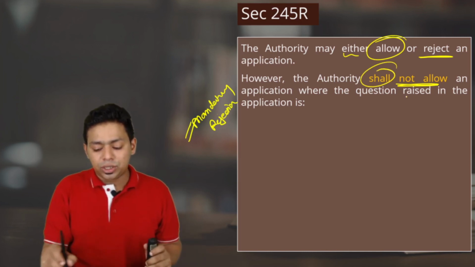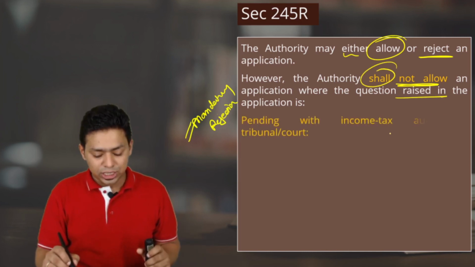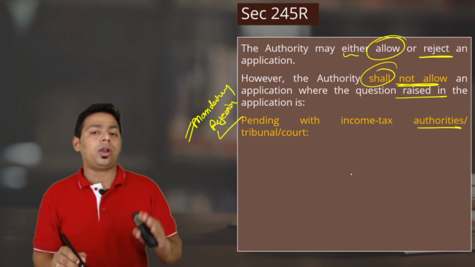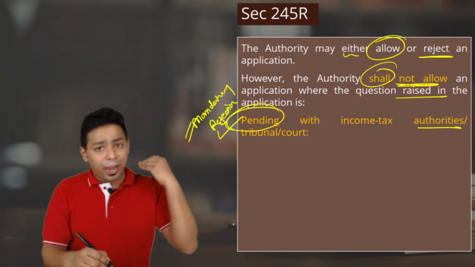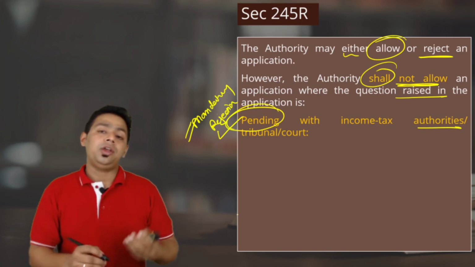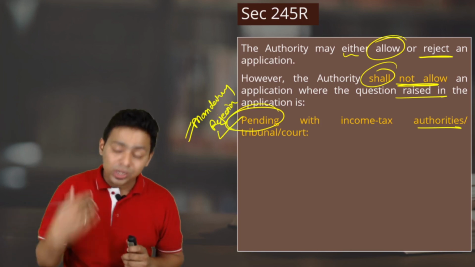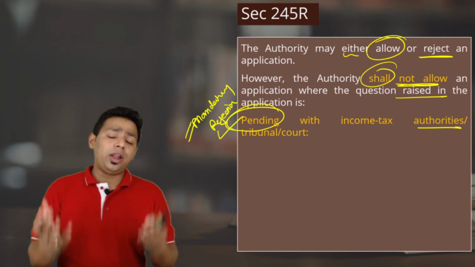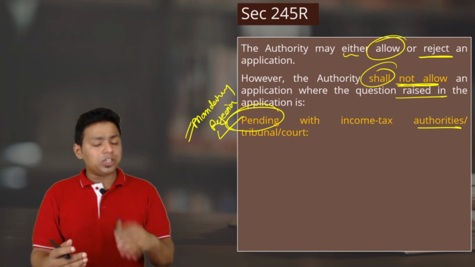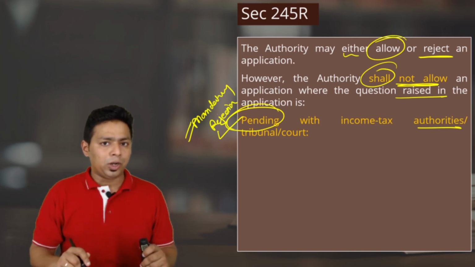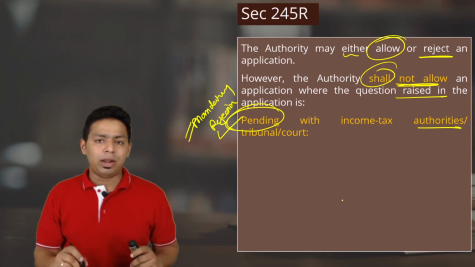First, the question raised in the application is pending with income tax authorities or tribunal or court. When the matter is already pending, when you have entered into a matter, when the transaction was already executed, the court has already taken up the case, then why do you want advance ruling? It is no more advance ruling. Now ask the court to give the judgment, and that judgment will be applicable to you. We are not going to waste the time of advance ruling.